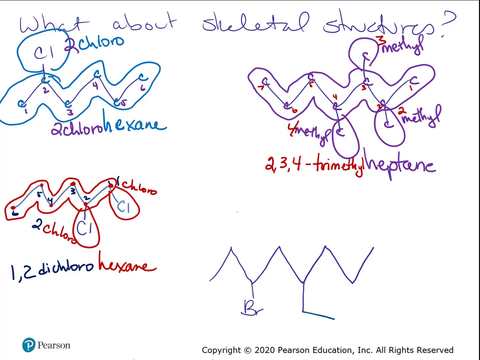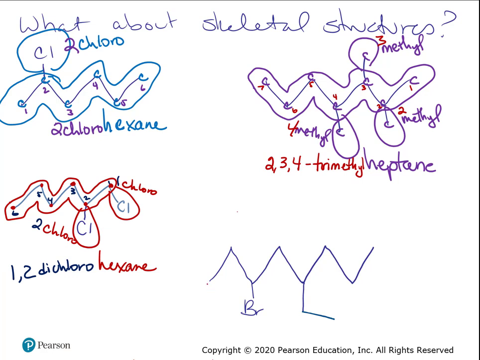Steps, whether it's a skeletal structure, a condensed structural formula, or a Lewis structure, always just follow the same steps when you try to name it. Always the first thing to do is find the longest continuous carbon chain. So just start from all the corners and try to figure out what's the longest possible chain.